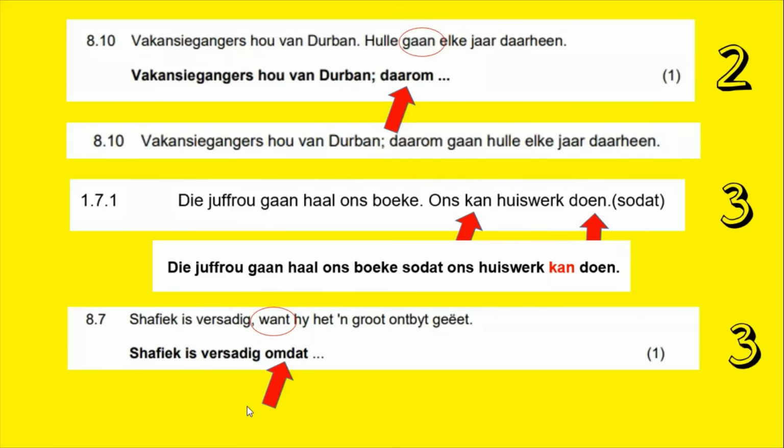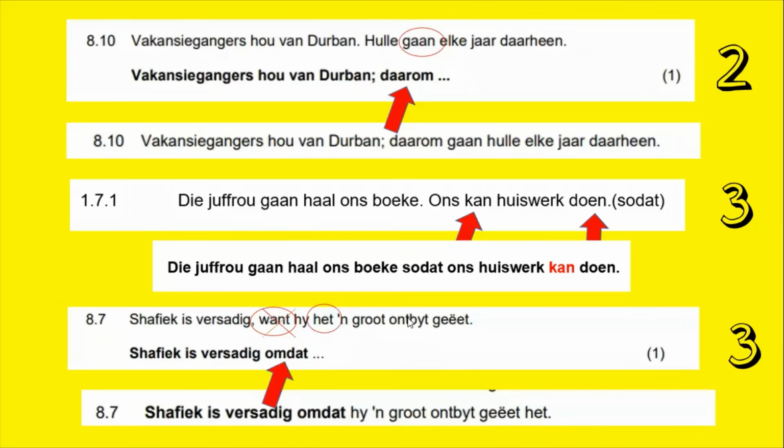However, omdat is groep 3, so the word order is going to change. The first thing that we do is, want is going to fall away. We do not need it anymore. We've got a new voegwoord, omdat. What happens in groep 3? The verb goes to the end of the sentence. Easy peasy. Let's have a look. Shafiq is versadig omdat hy 'n groot ontbyt geëet het. There we have het at the end.